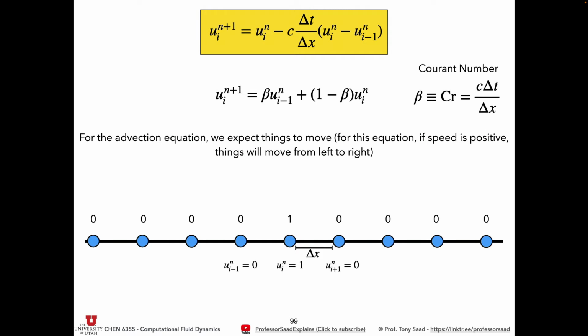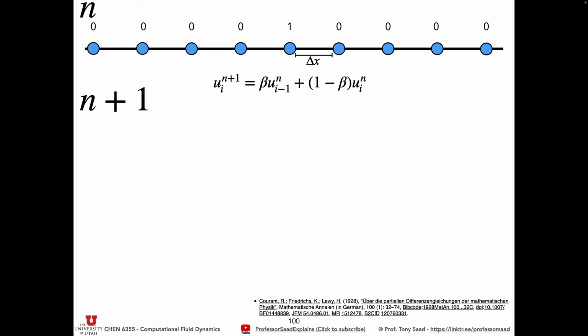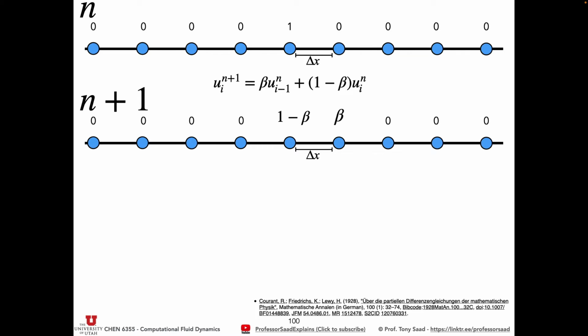For the advection equation, we expect things to move. If speed is positive, things should move from left to right, as in this arrangement. And also, the solution should not go negative. So let's take a single time step and see what happens according to this equation. If you had that situation, zeros and 1, and you apply this scheme at every point, you go to this point, it's beta times u i minus 1 at n, which is 0. So this point is 0. At this one, what's going to happen in a single time step is going to be 1 minus beta, and the next point is going to be beta.